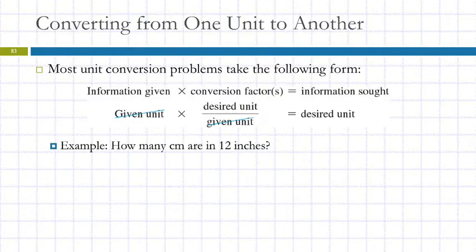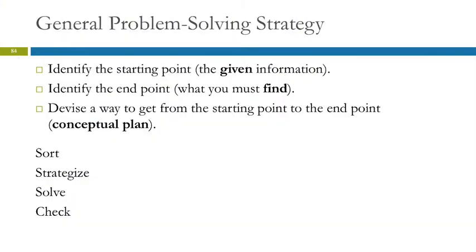So most conversion problems will take this form. You're given something, you've got a given unit, and you're trying to find a different unit. And so you've got the given unit, you're going to multiply by a conversion factor and get the desired units. So I kind of already did an example like that, so I'm going to skip that one. So general strategy for these problems: identify the starting point, what's given, identify the end, where am I going, and then figure out how to get there.